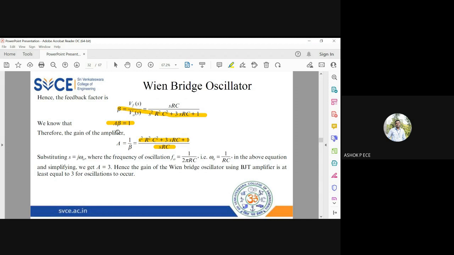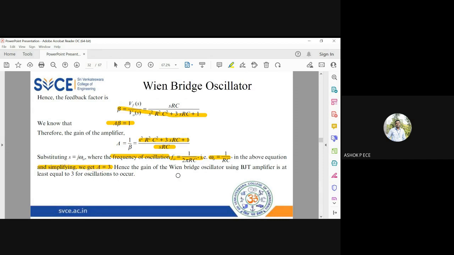So once you know this, you know how to find the frequency of oscillation. So replace S by j omega and you can equate the imaginary term to 0. So if you equate the imaginary term to 0, you will get omega naught equal to 1 by RC, or F naught equal to 1 by 2 pi RC. So F naught is going to be the frequency of oscillation of your Wien bridge oscillator. So at the frequency of oscillation, you will get the gain value as 3.